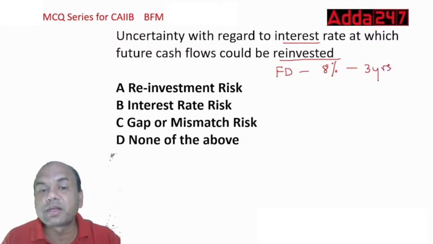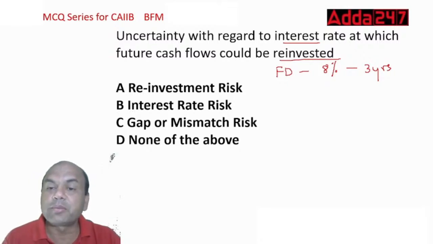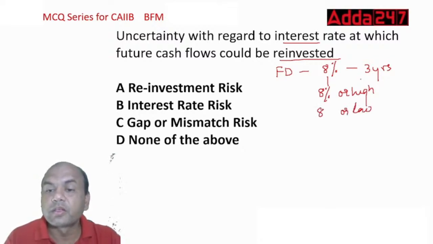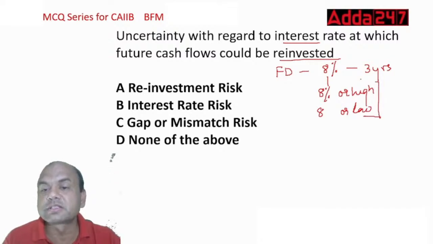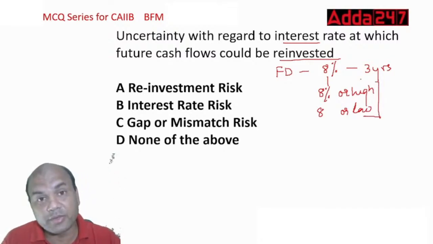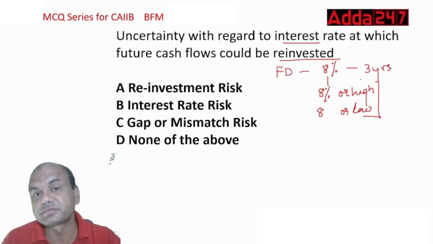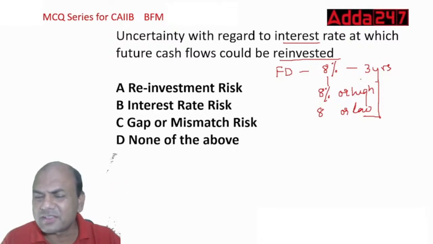So what is reinvestment risk, or what is the risk in this? After 3 years, will I be getting the same rate of interest of 8%, or higher, or lower? So this is known as which risk? Is it reinvestment risk, interest rate risk, gap or mismatch, none of these? What is it? Name itself.